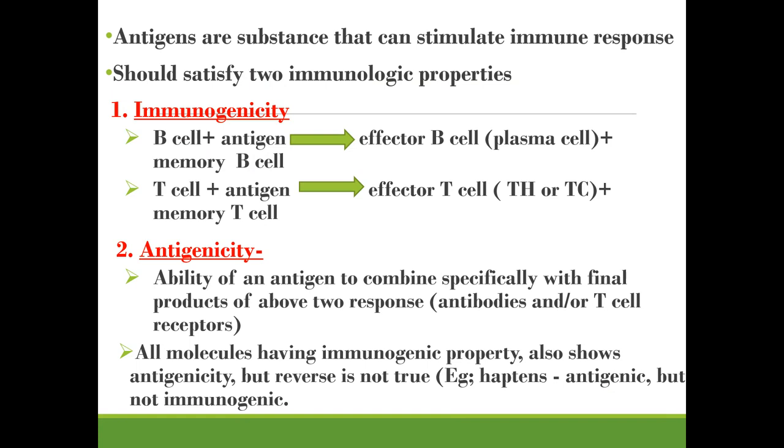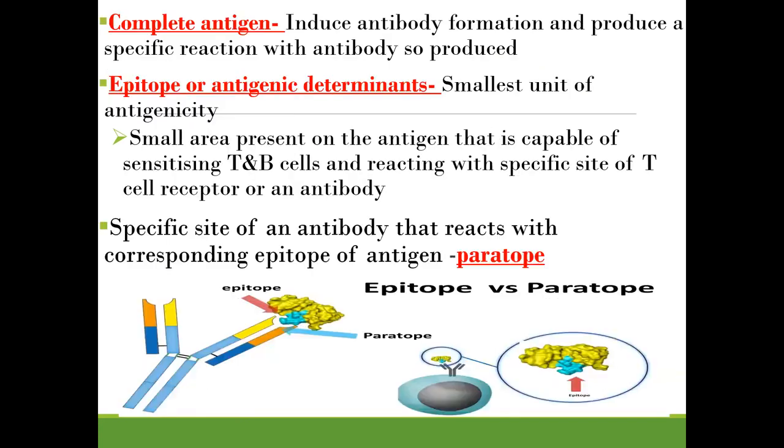When B cells or T cells interact with antigens, they form an effector B cell or a T cell that contribute to immune response. Antigenicity is the ability of an antigen to combine specifically with the final product of above two responses. All molecules having immunogenic property also show antigenicity, but the reverse is not always true. Complete antigens induce antibody formation and produce a specific reaction with the antibody so produced.